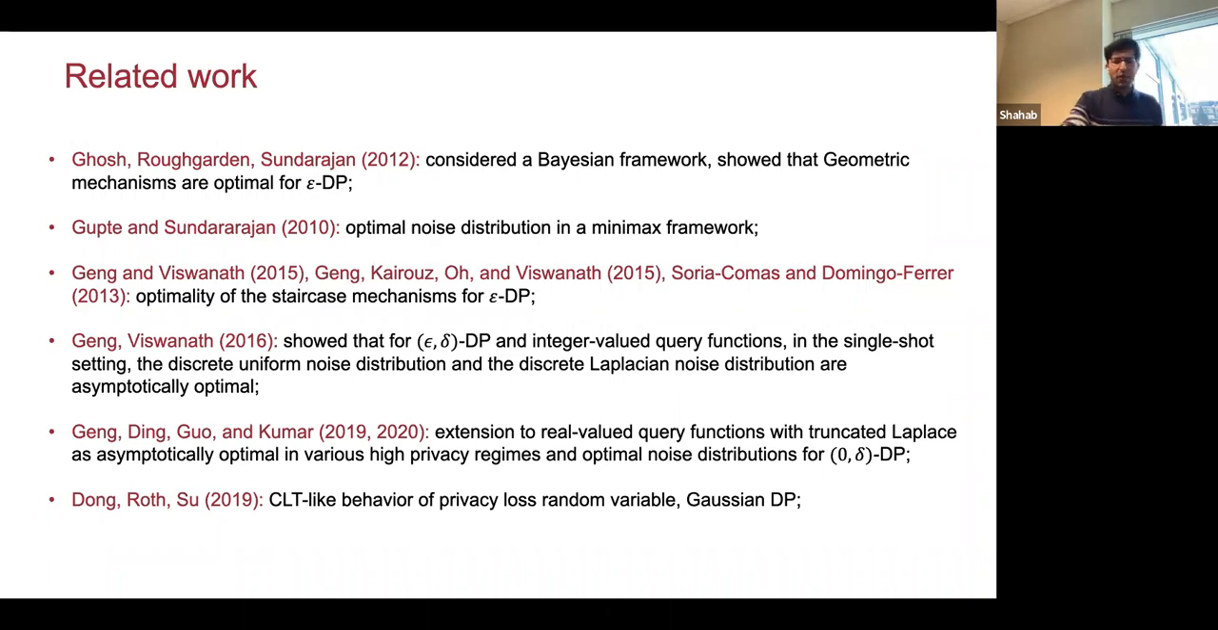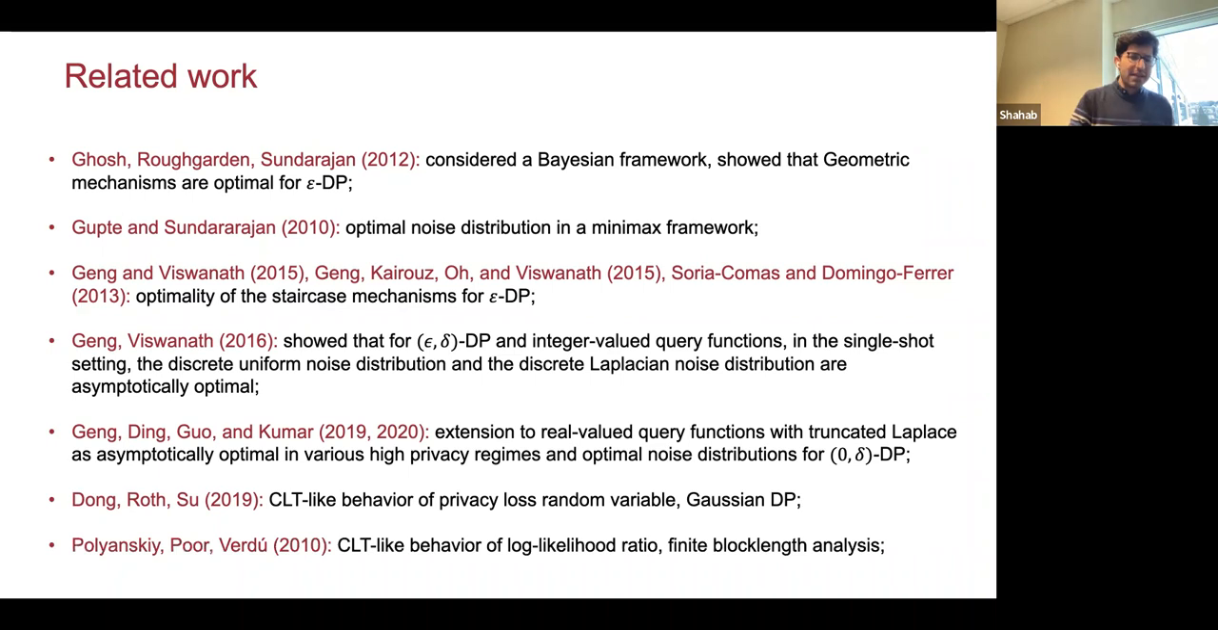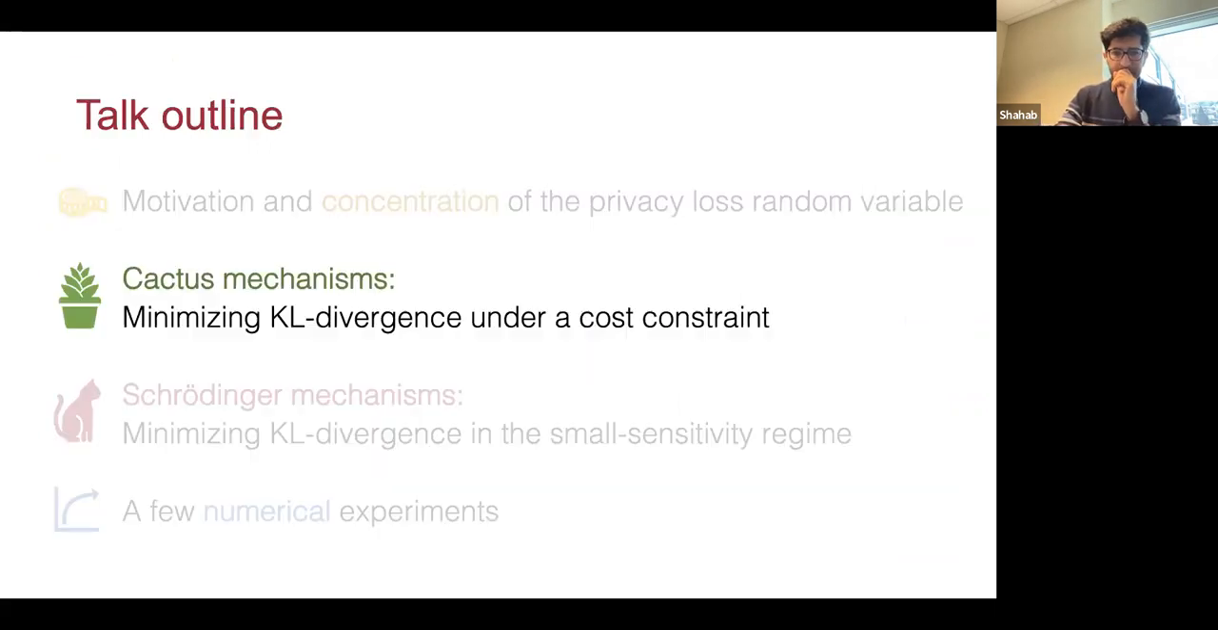And then if you are doing information theory, I have to say something about this Gaussian DP. There is a very nice connection between Gaussian DP and information theory. The central limit theorem that is proved in this paper for Gaussian DP is essentially similar to the finite block length analysis of channel capacity in information theory. So if you are interested in information theory and differential privacy, this connection deserves to be looked at a little bit more. There's a very nice bridge between information theory and differential privacy. Okay, so with this introduction out of the way, now let me jump to the first part, the Cactus mechanism.